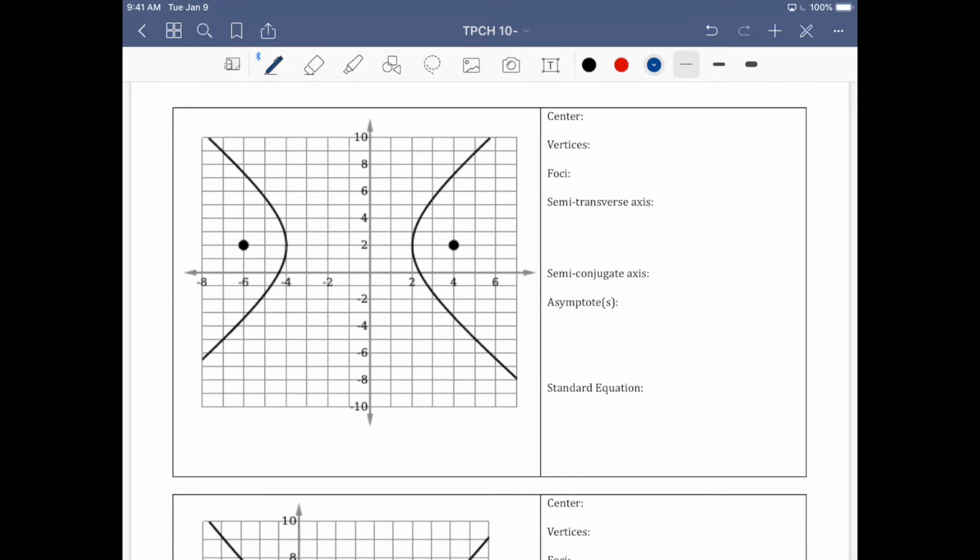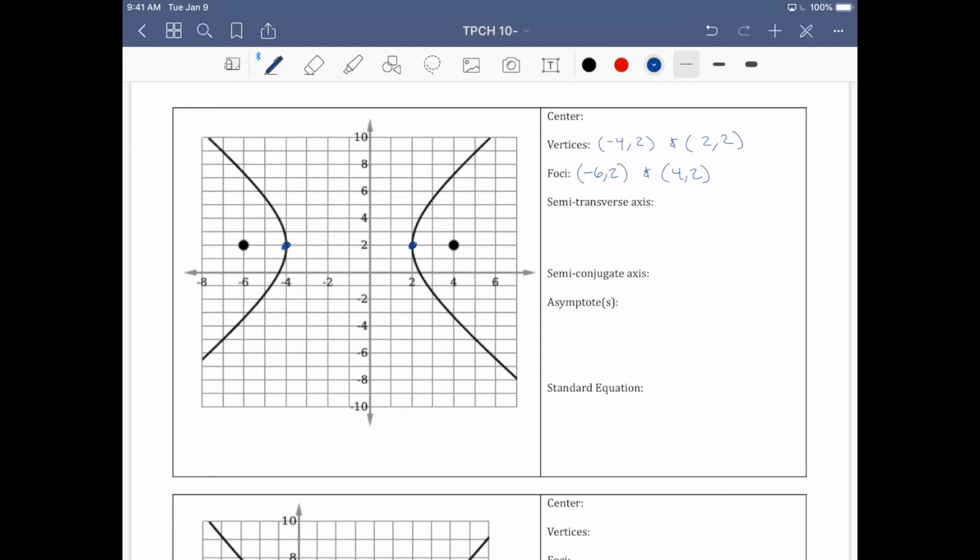Here we have a graph of a hyperbola that opens left and right. We're going to find some characteristics like the center, the vertices, etc. Based on what we have, the hyperbola has the foci. One of the things we can find easily are the vertices. We have the vertices here and here, so that's (-4, 2) and (2, 2). Also, the foci are given to us. They are located at (-6, 2) and (4, 2).